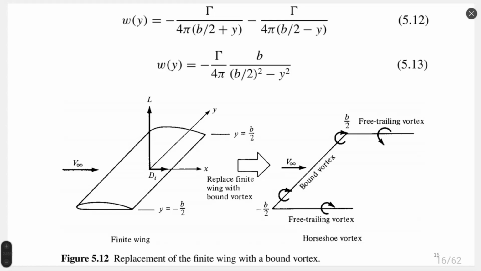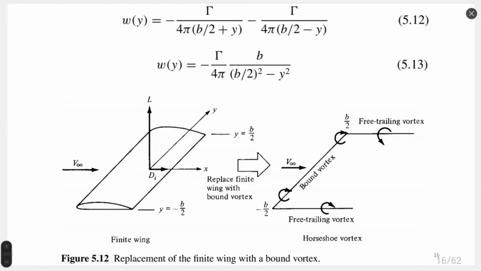Here, gamma is the circulation of the vortex. b is the length or size of the wing. The coordinate of the wing is from minus b divided by 2 to b divided by 2. In total it is b, the length of the wing. And y is a coordinate along the wing. It can be positive or negative. Then, simplifying equation 12, we conclude in equation 13 what the downwash velocity could be over the wing.